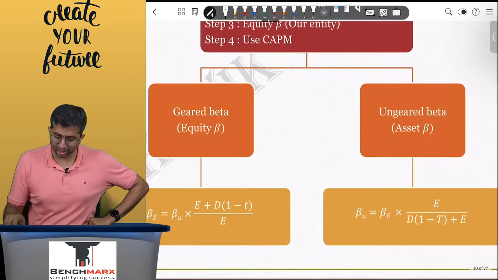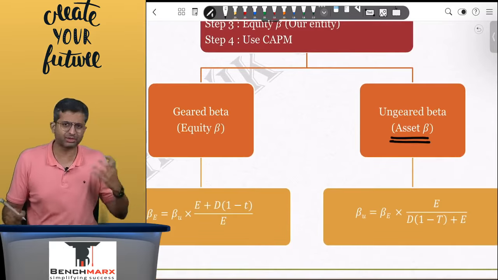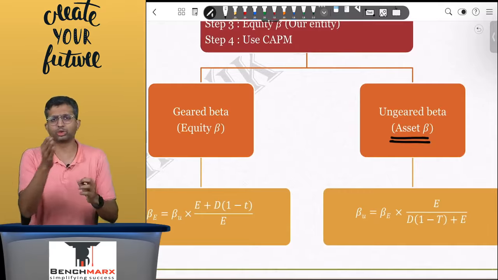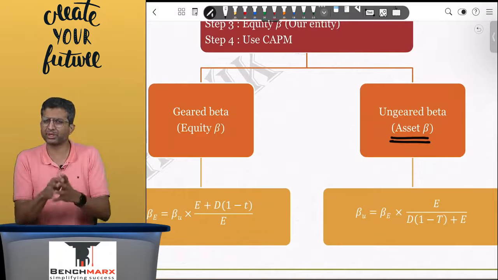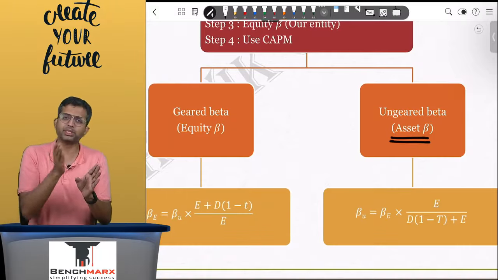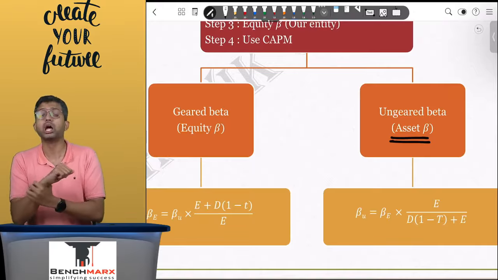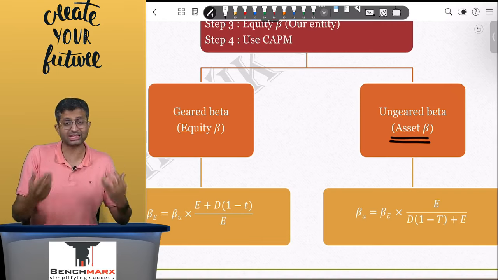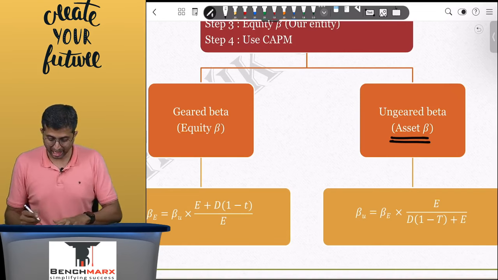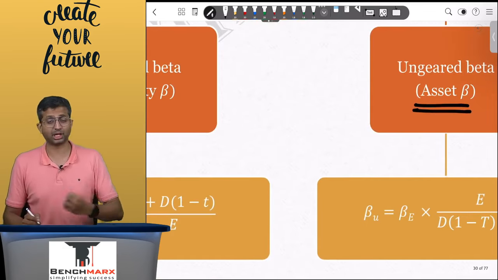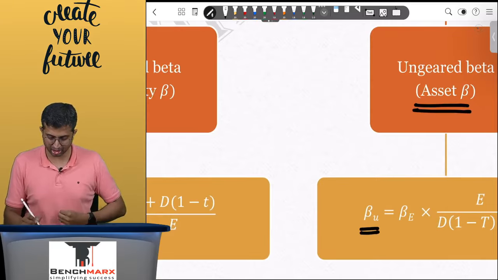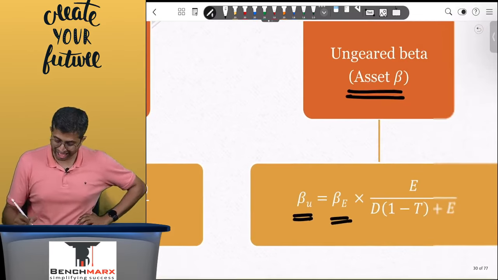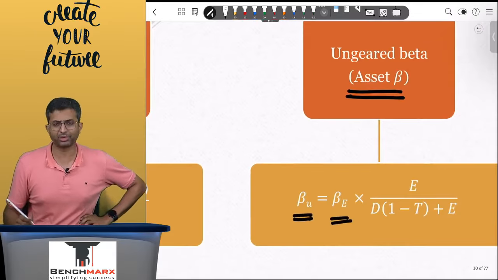ungeared beta or unlevered beta by using the weighted average formula, like the WACC is the weight of debt into the cost of debt plus weight of equity into cost of equity. Similarly, the asset beta will be the beta of debt into the weight of debt plus beta of equity into the weight of equity. Now, beta of debt is typically 0 and hence can be ignored. So your ungeared beta, unlevered beta, asset beta can be: beta unlevered equals the beta of equity for Britannia into equity of Britannia upon debt plus equity of Britannia.